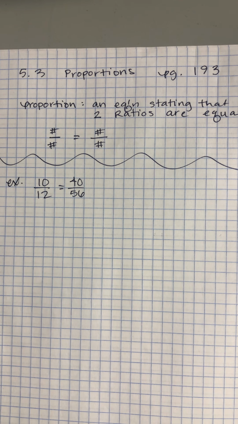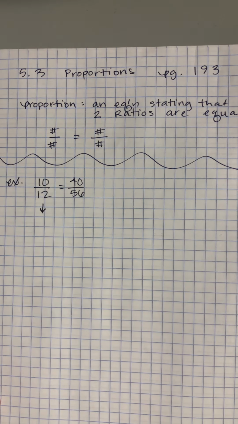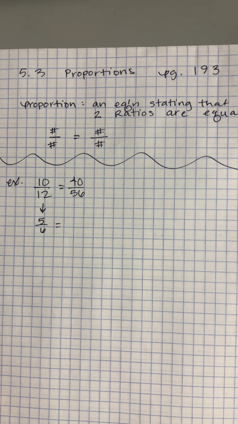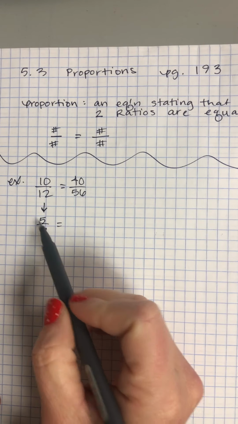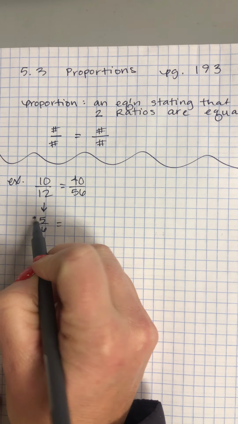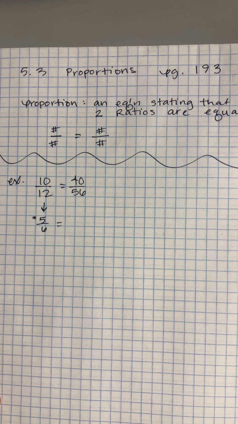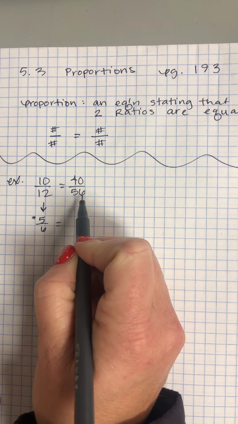The first one is just to reduce both sides. If I reduce 10 twelfths, divide them both by 2, I get 5 sixths. And then for the right side, I know they're supposed to be close or equal, so I'm going to use the 5 sixths as a clue, right? If there's a 5 on the top, 40 divided by what gives me 5? Peter? 8. So I'm going to divide by 8. Can 56 be divided by 8?